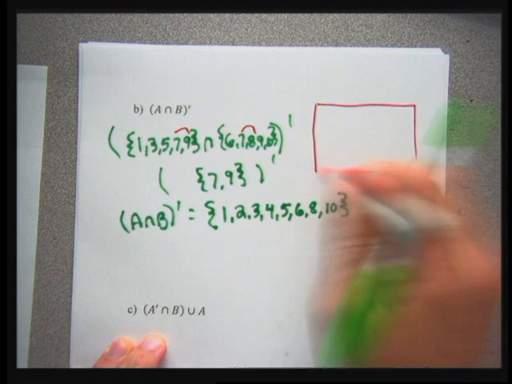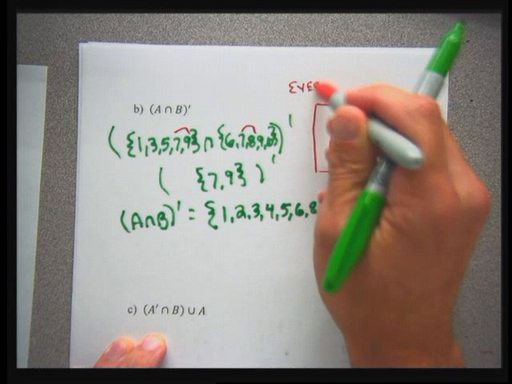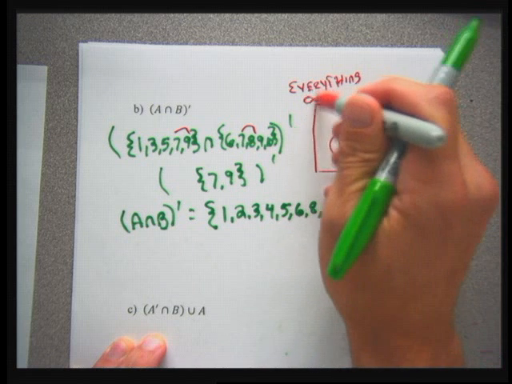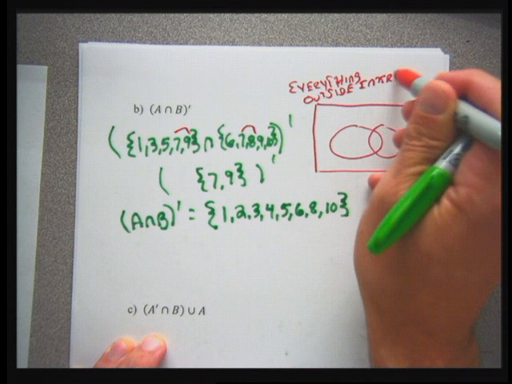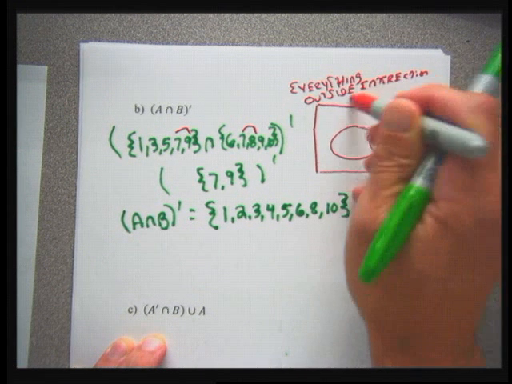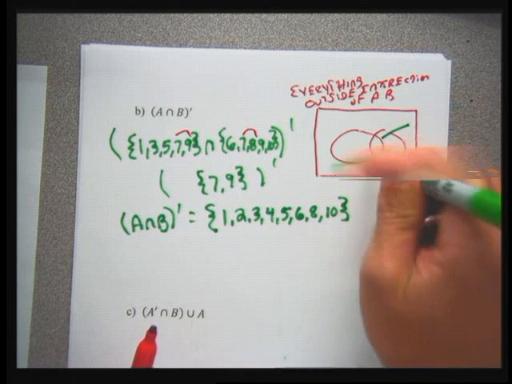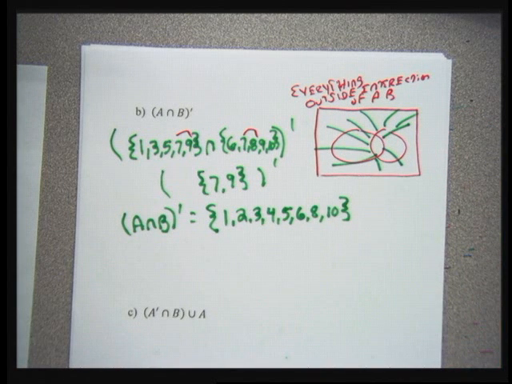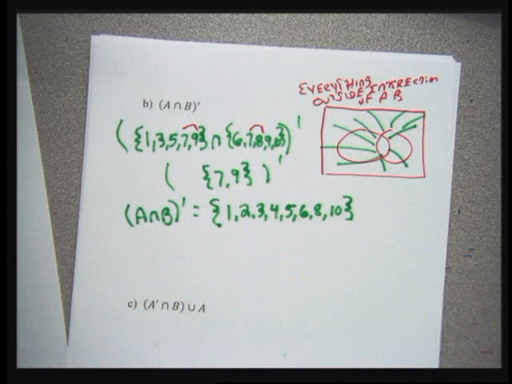Pictorially, if you're given the picture, this means everything outside the intersection of A and B, or everything that's not in the intersection of A and B. The intersection is the very middle. Priming the intersection means everything outside of that. And when I look at my picture, the only thing in the intersection is 7 and 9. The only thing this is excluding is 7 and 9. That's the only thing missing from my set.